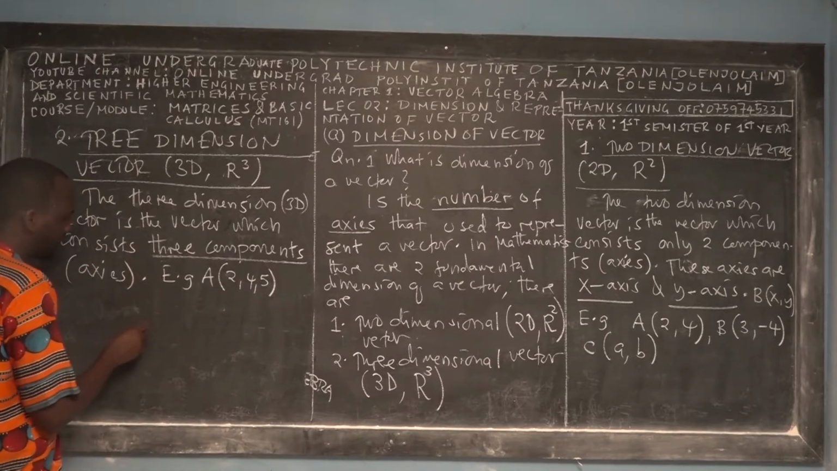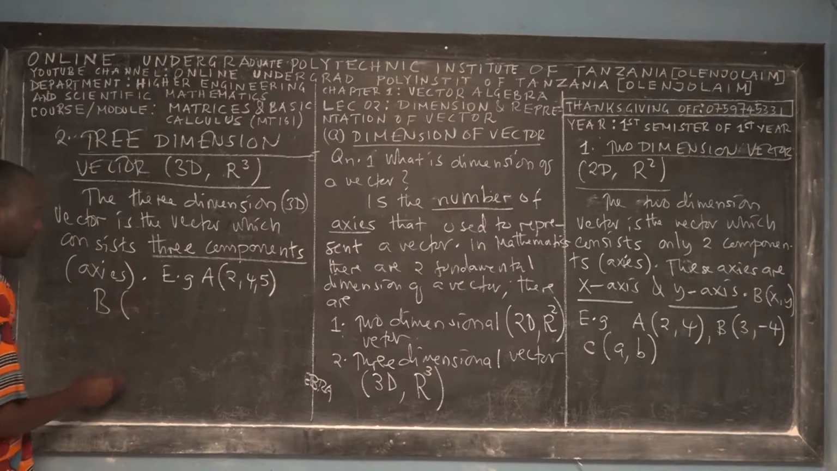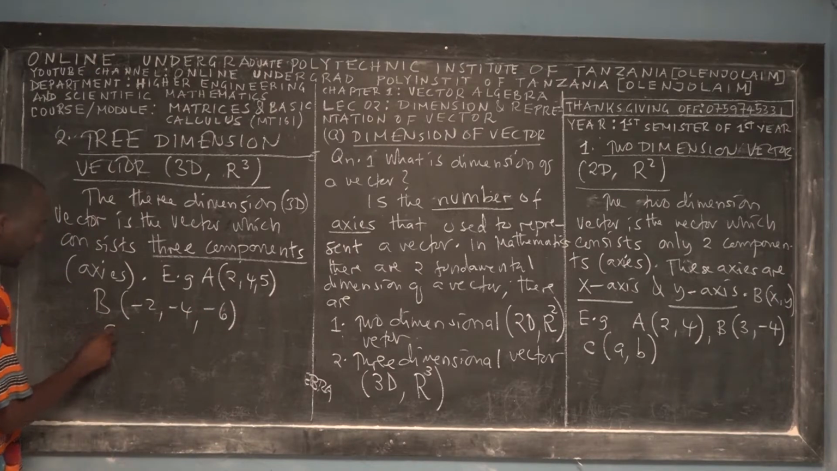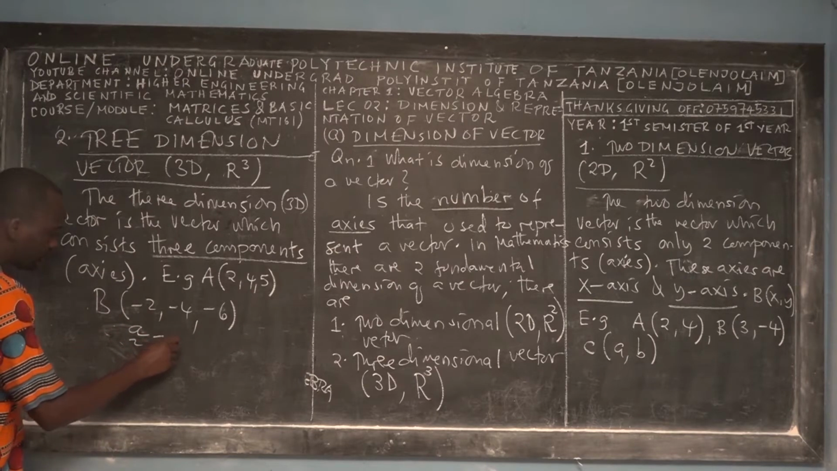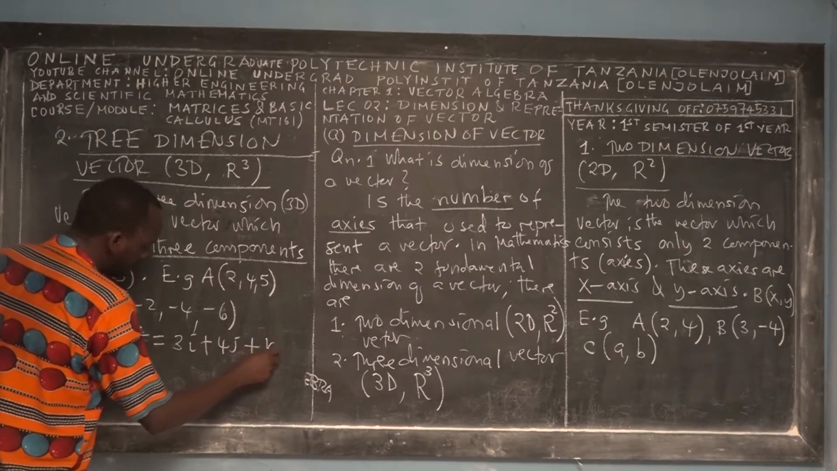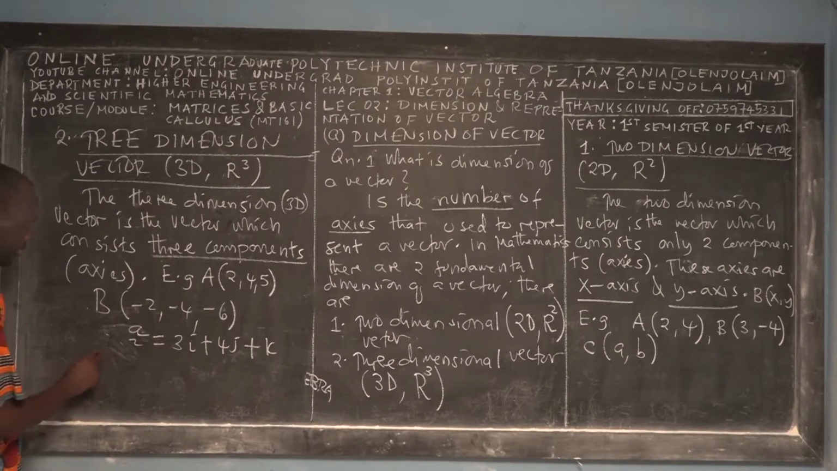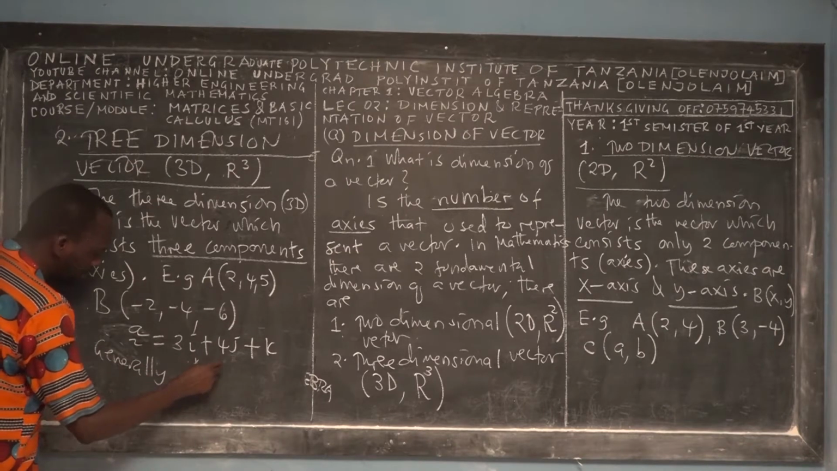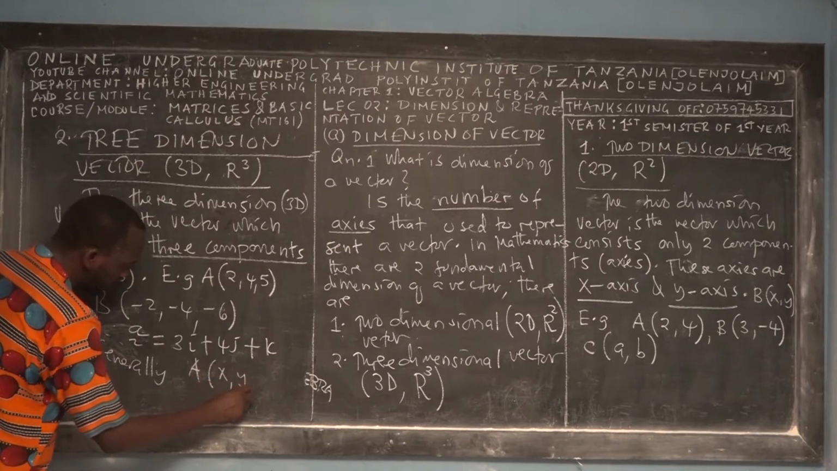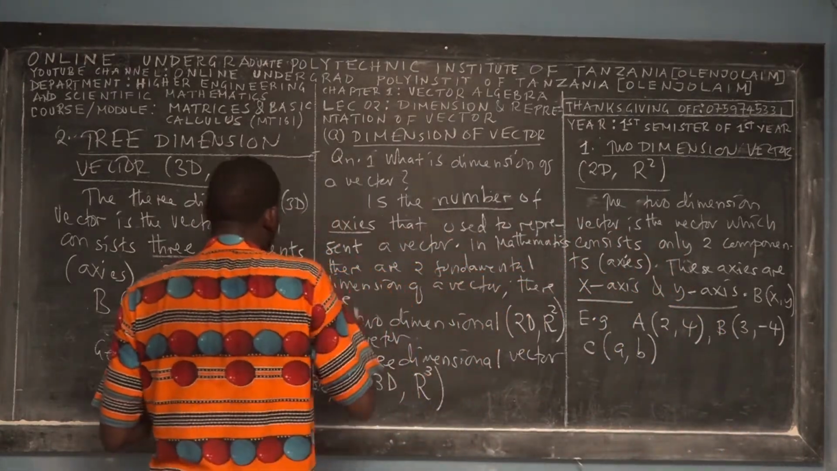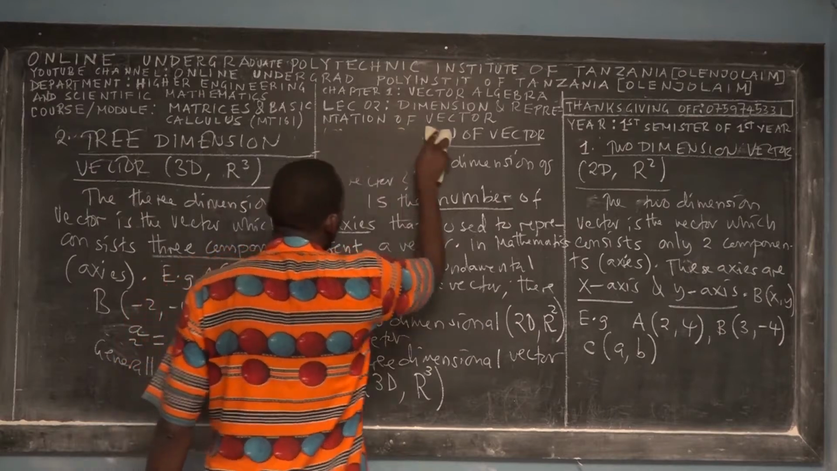Generally, before I give you vector B, I'll give you the general notation. Then we can have -2, -4, -6. Then we can have a vector C. A vector can also be written, let's say vector A, as 3i plus j plus k. I'll remind you what the i, j, k mean. So this is the three-dimensional vector. Generally, if you have vector A, we have x, y, z components. So you have those 2 types of dimension.